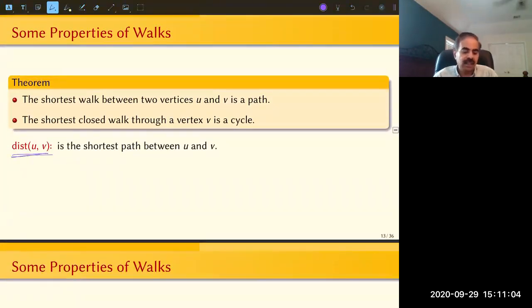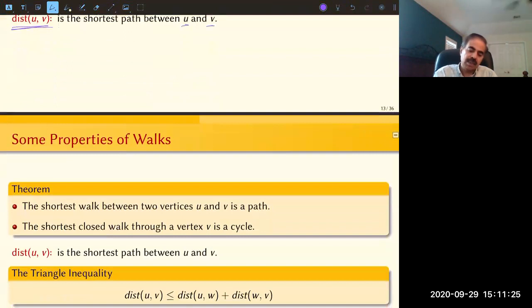And then we can define the notion of a distance as the length of the shortest path between U and V, right? So given 2 vertices U and V, you can ask what is the distance, and that's the same thing as the shortest distance or the shortest path between the 2 vertices.